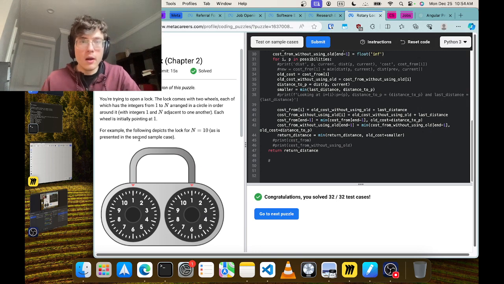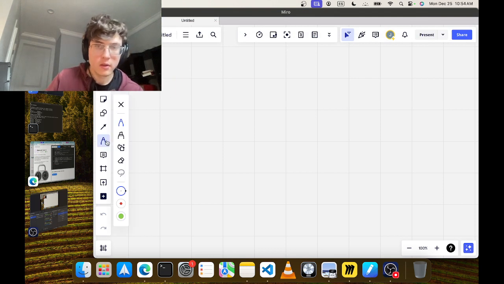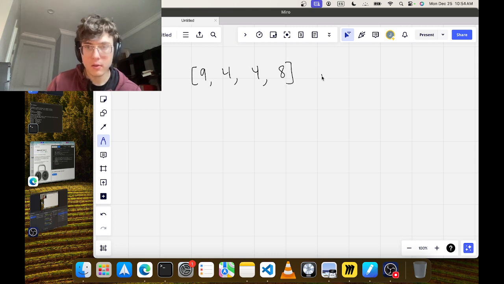Rotary lock. So you're given a sequence of lock numbers, for example 9, 4, 4, 8, and also an N. So let me show you what it looks like.